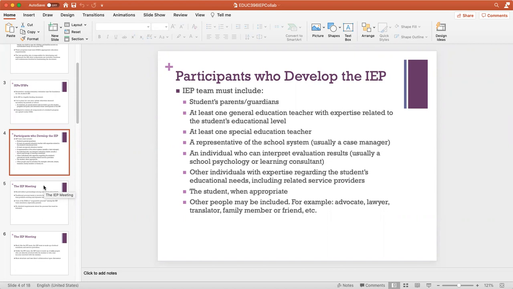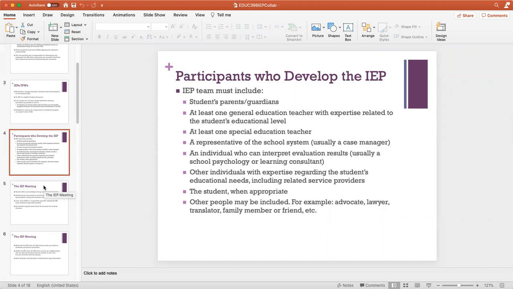So this could be any one of a number of people, depending on what types of services the child is receiving. When appropriate, it's going to be important for the student to be involved in this collaborative process in the IEP meeting. This is not always going to be the case. In some cases, it's not going to be appropriate, but where the child can and where it is meaningful, having the student be a part of that team could be very, very helpful.